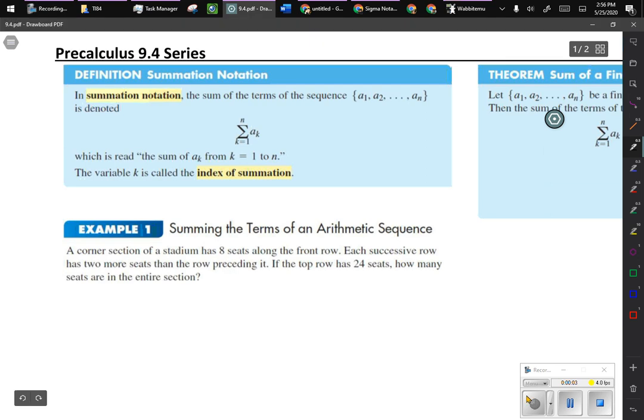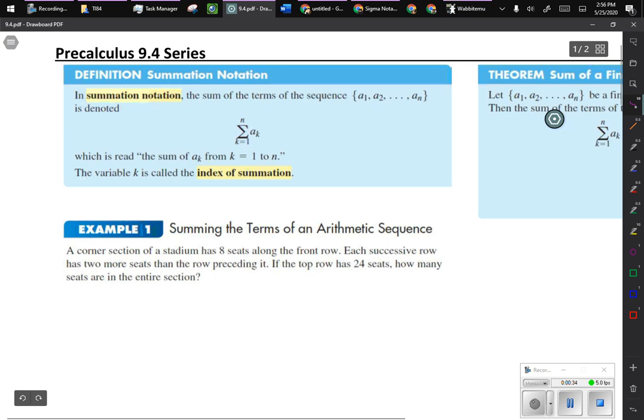We're working on series, and all this is taking the sequences that we learned from last section and taking each element and adding it up. That's the difference between a series and a sequence. A sequence is a discrete set of numbers following some pattern, and a series is taking those set of numbers and adding them up. We're going to be using what's known as sigma notation or summation notation right over here.